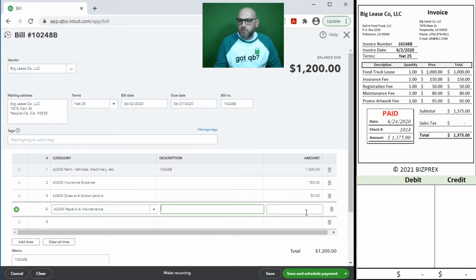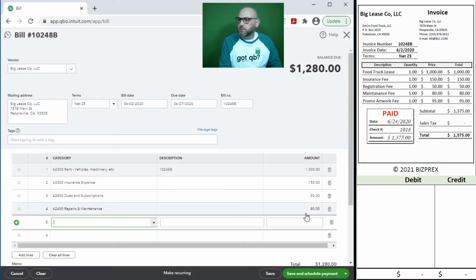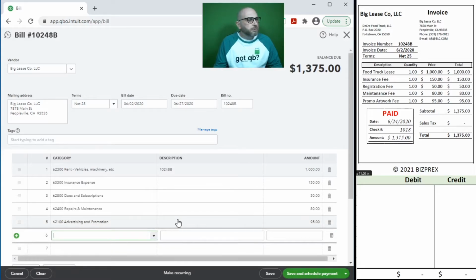Again, make sure we update the amount. Maintenance is at 80. And what else we have? We have our advertising, right? Because we're paying for that artwork they put on our food truck, but we're paying it over time. Okay, so here it is, and the amount, 1,375, matches to the total on our bill, right? So we're impacting multiple expense accounts.